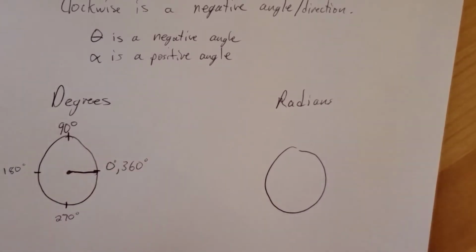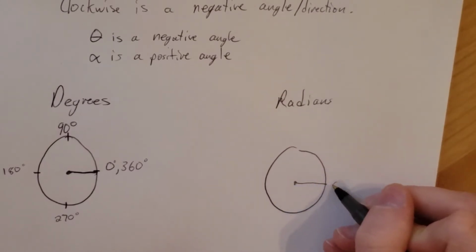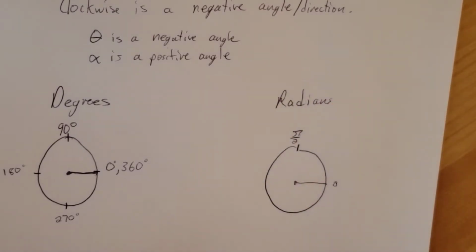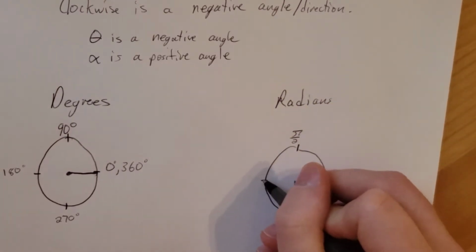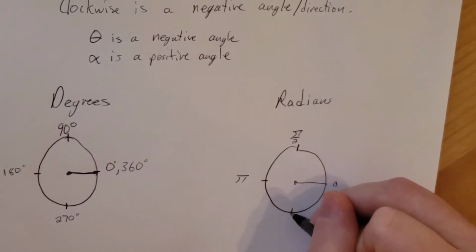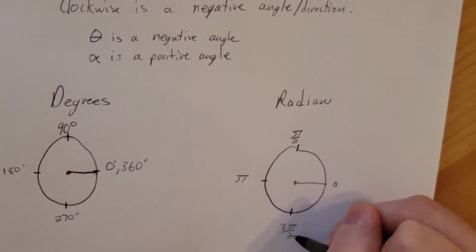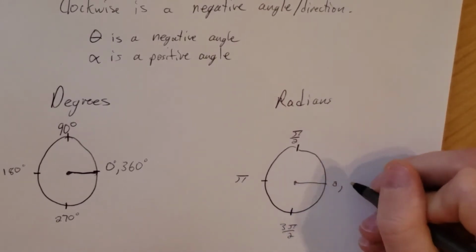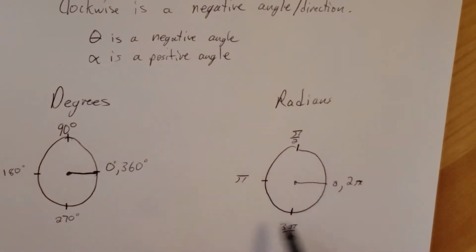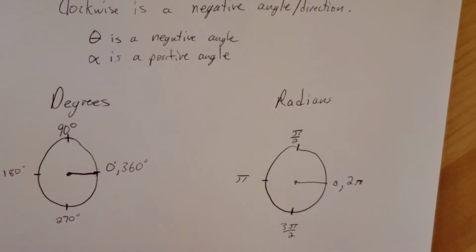And the radians is 0, pi over 2 for the positive y direction. The negative x direction is pi, and the negative y direction is 3 pi over 2. And then back at the positive x direction, we get back to 2 pi. So traveling all the way around a circle for radians is 2 pi, and for degrees is 360 degrees.